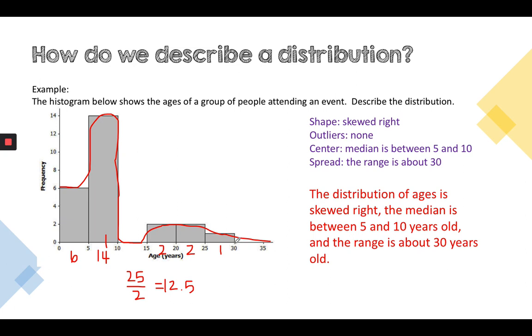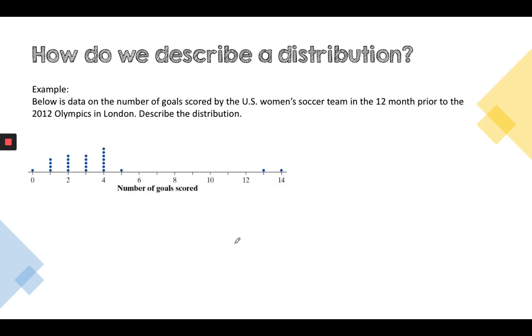And I've also included context. Context means I'm saying what this situation is describing. So it's describing ages, so I'm putting age in there. So I've included the shape, the center, and the spread, and there weren't any outliers, so I don't even need to mention that. Let's do one more example.